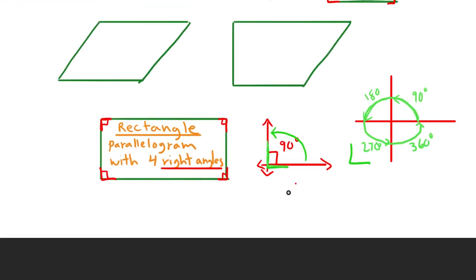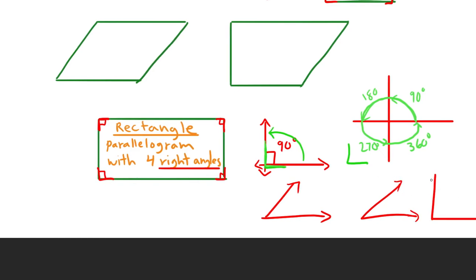Okay. So is this a right angle, guys? No, right? Because it's not making an L shape. This looks more like a V. Anything that looks more like a V is not a right angle. Right angles have to be a perfect L shape like this. This is more like 45 degrees.